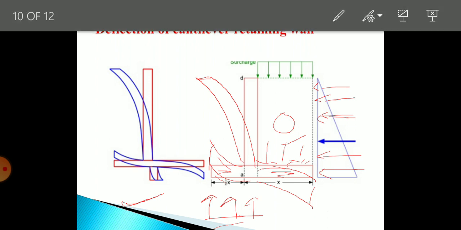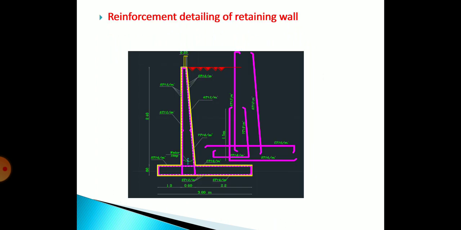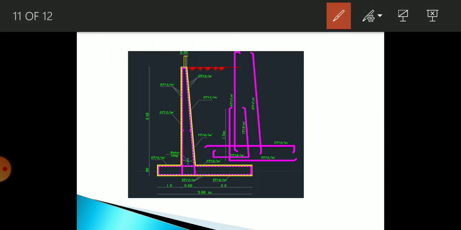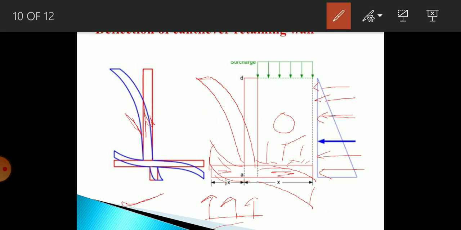So according to this deflection diagram, this part of this diagram will be in tension and this part will be in compression, and we know that reinforcement is always laid over tension side. So reinforcement for stem will be laid to this side. So you can see in this diagram, this is the main reinforcement of stem.